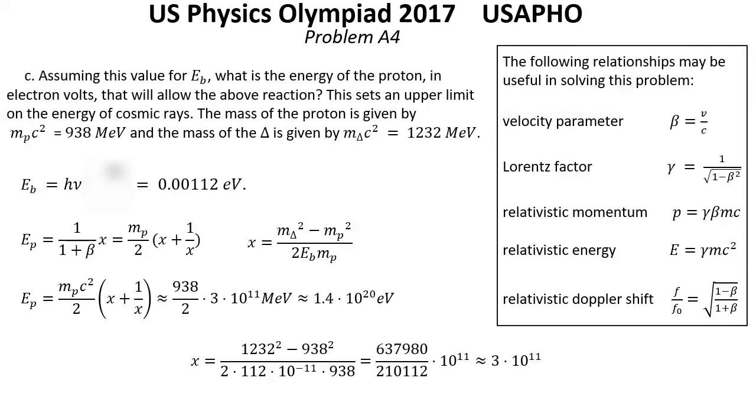Finally, after all calculations, we will get this formula, and the answer is 1.4 times 10 to the power 20 electron volts. This number is also called the GZK bound for cosmic rays. GZK stands for Greisen, Zatsepin, Kuzmin. So that was the answer for question C.